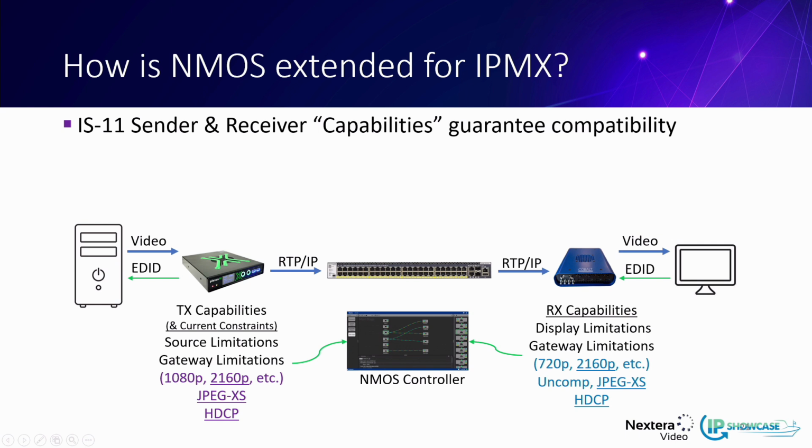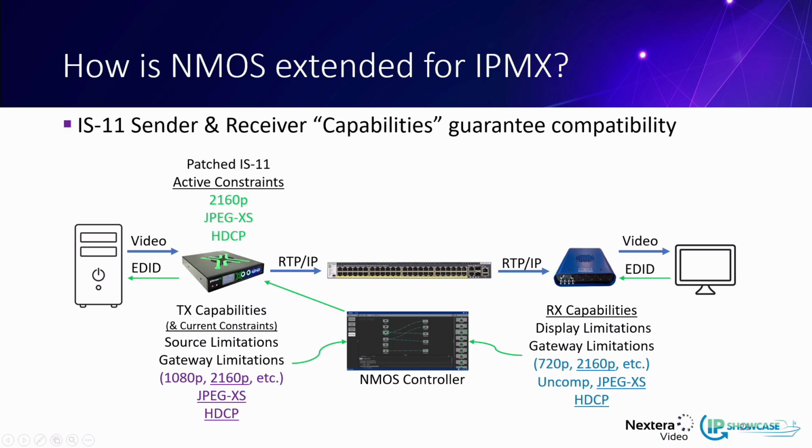And there's different constraints, different monitors, different gateways, things can have different constraints. So in this example, maybe your sender can only send 1080p, 4K, and it can do JPEG XS and HDCP. Well, what can your receiver do? The receiver maybe can't do 1080, but it could do 720. But oh, it also does 4K. And oh, it also does JPEG XS and HDCP. So what this IS-11 does is it finds that sort of the least common denominator, that commonality between the senders and receivers to make sure that they're speaking the same language.